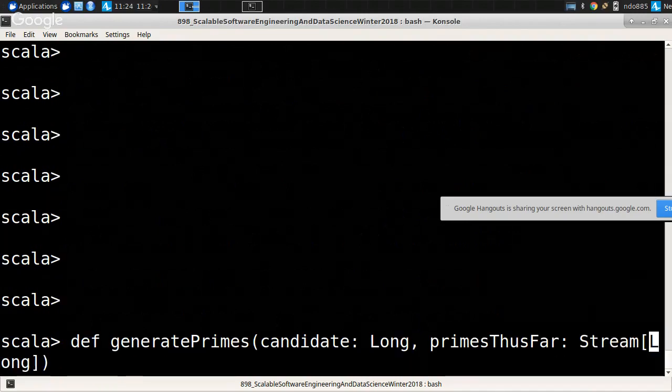Okay, so stream of longs. So this is like a candidate, like n. We could call it n because we're trying to understand is n a real prime or not, and then the primes thus far are previous primes, previous ones which we know are primes that are smaller. And what is the type of this function going to be? What is it going to return? A stream of long. Yeah, there it is.